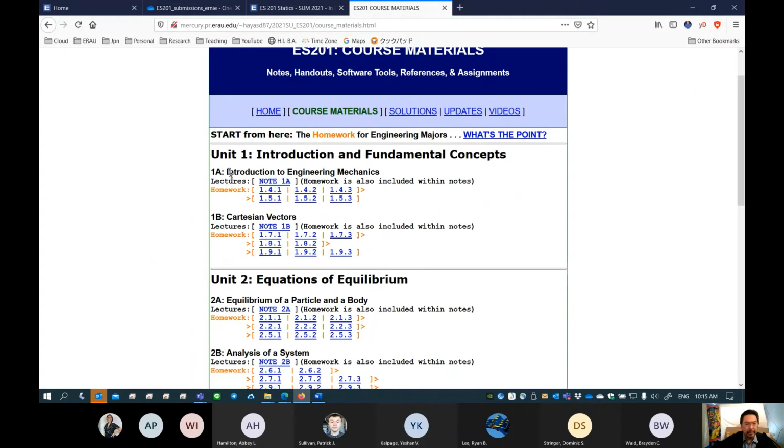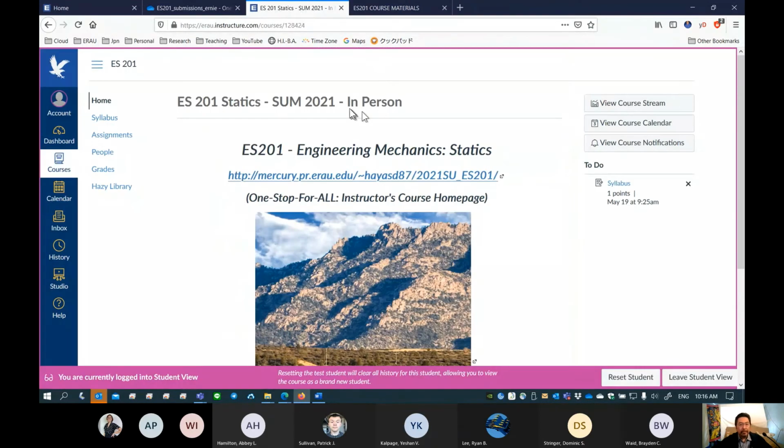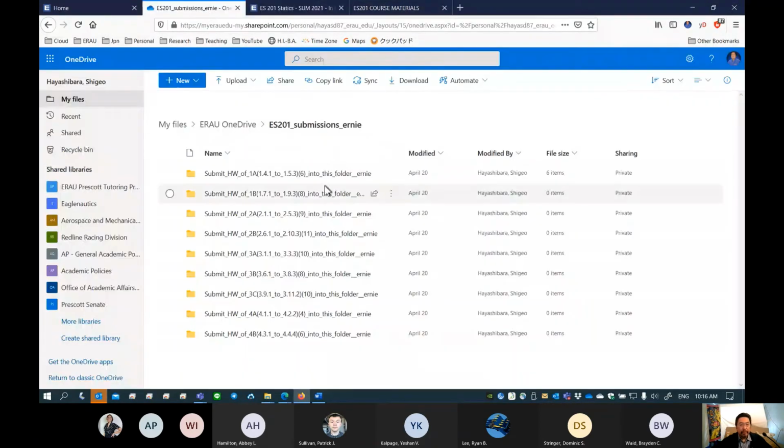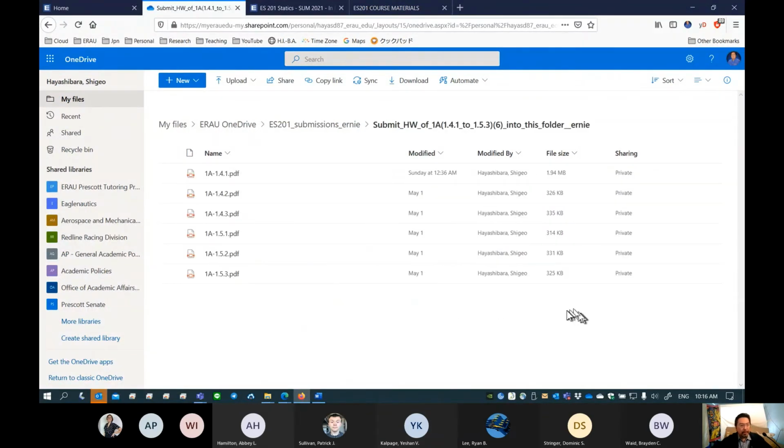I would say probably sections of blocks. So this is unit 1, 2 sections, section 1A, 1B. Okay. So at the end of section 1A, you are going to submit 1, 2, 3, 4, 5, 6 homework assignments into this file folder. Looks like Ernie already turned in 6 homework assignments. Let's just take a look, okay?